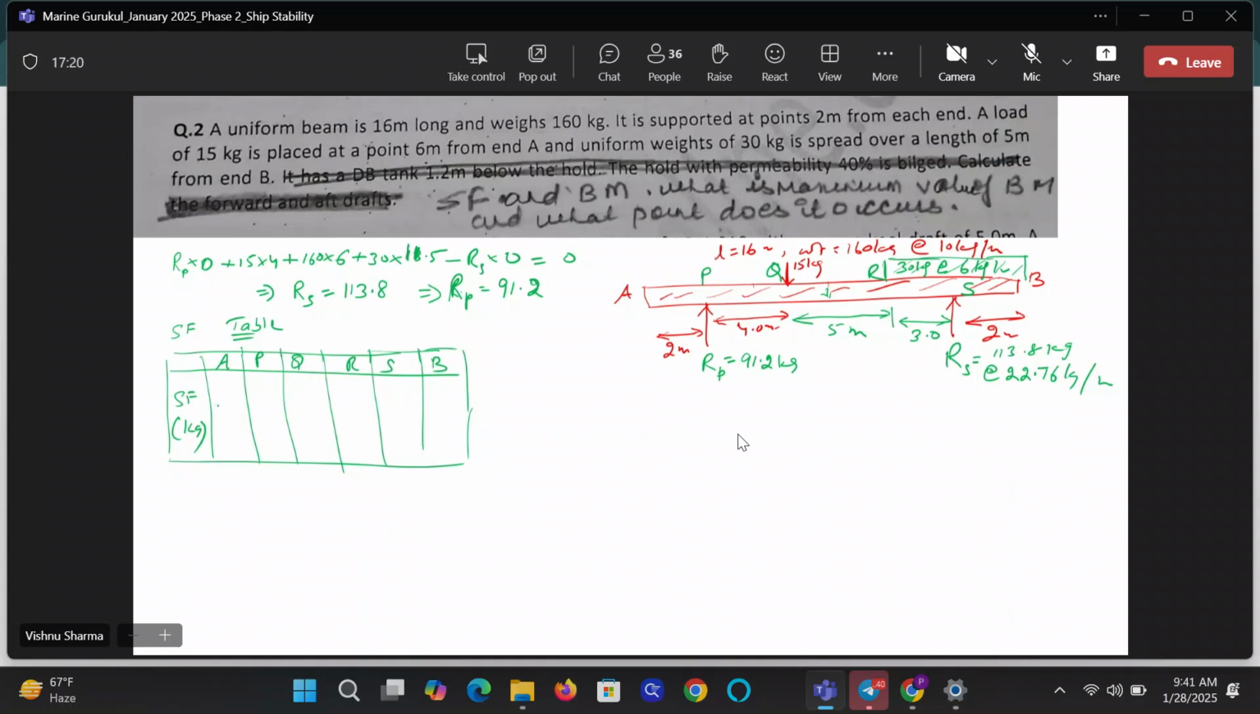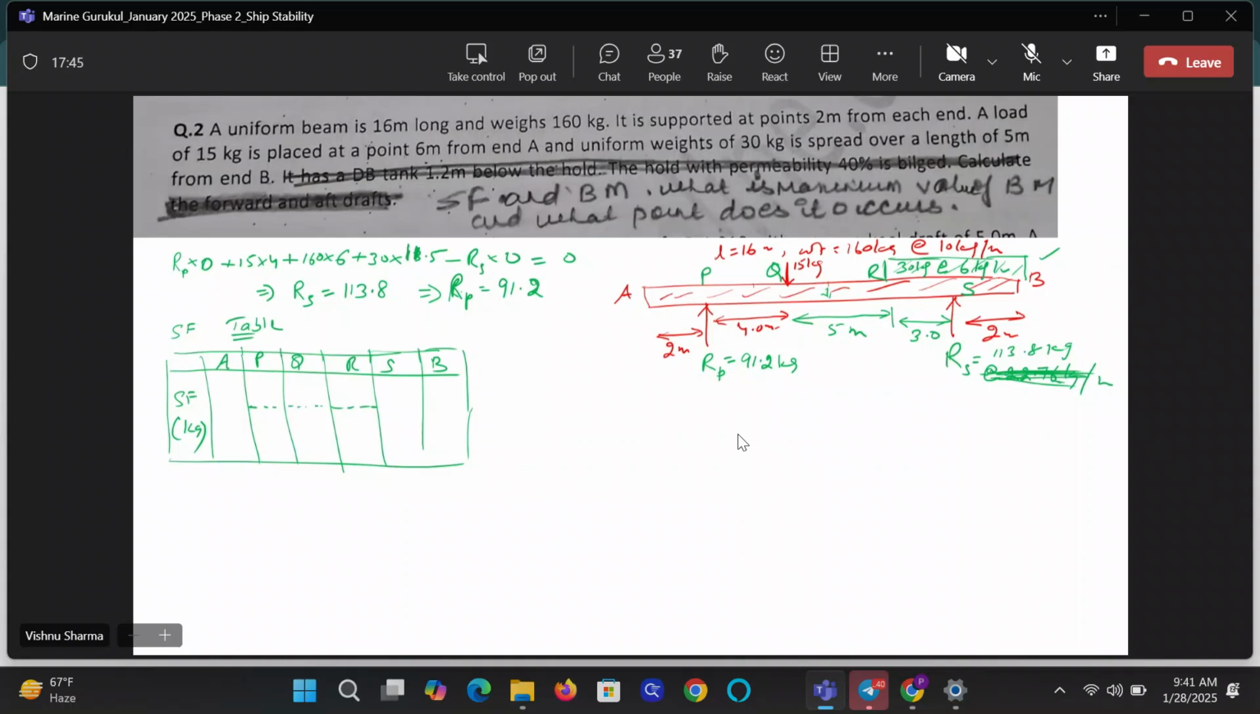There are 3 concentrated forces at P, at Q, and at S. Okay, this reaction is also concentrated. Why have I divided? This is concentrated, no? Sorry. And S, EQRS. This reaction, it's the UDL. It's not the reaction which is uniformly distributed. Reactions are both concentrated. Okay.